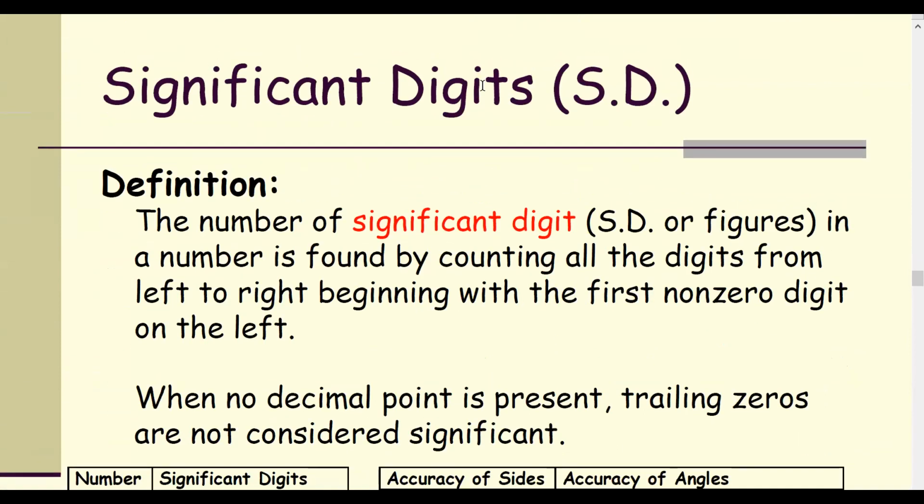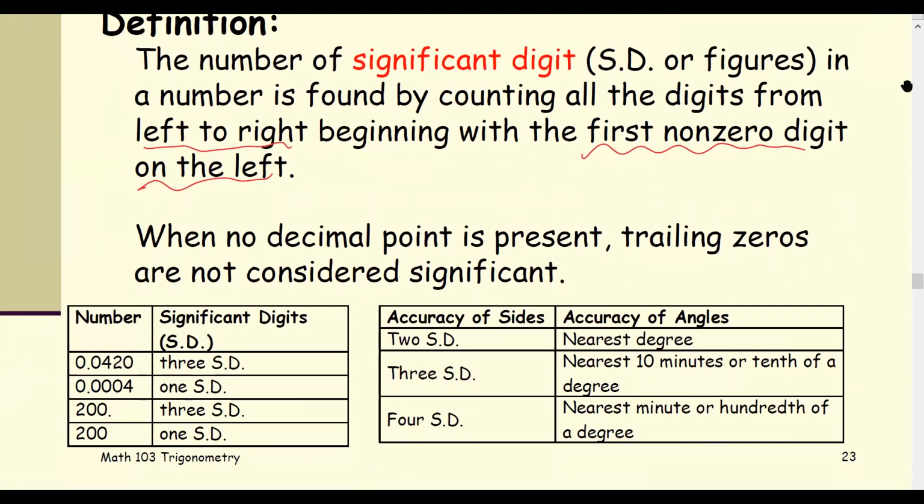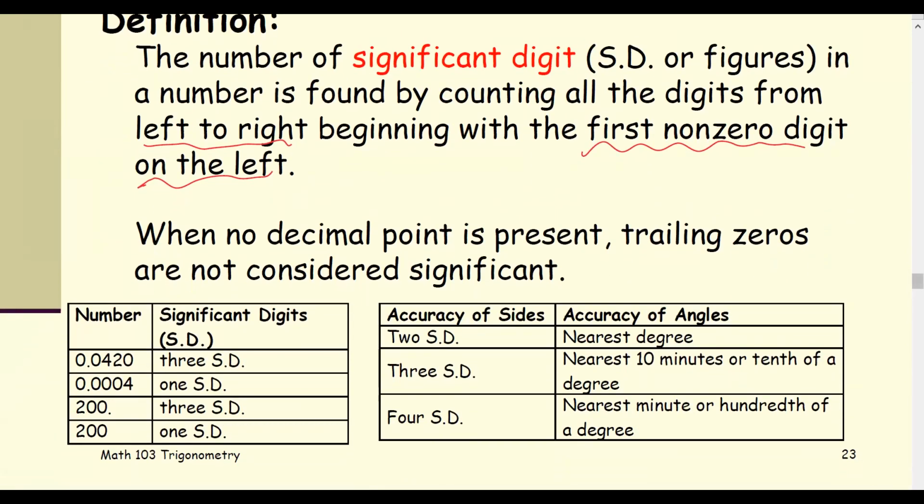Significant digits, or SD. The number of significant digits in a number is found by counting all the digits from left to right, beginning with the first non-zero digit on the left. When no decimal point is present, trailing zeros are not considered significant digits. Let's look at the examples.